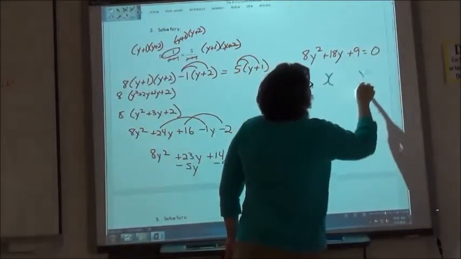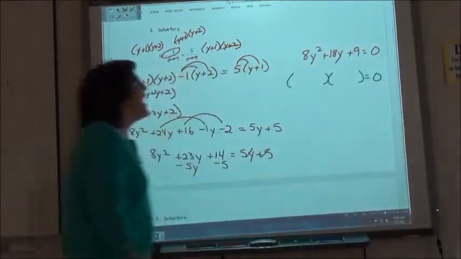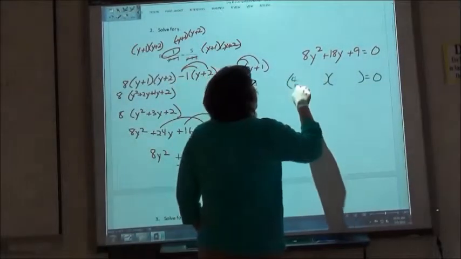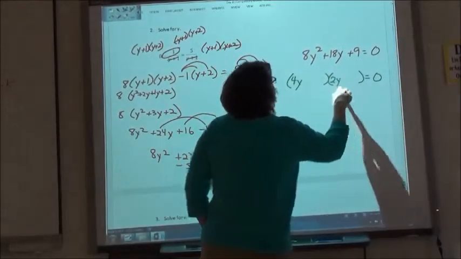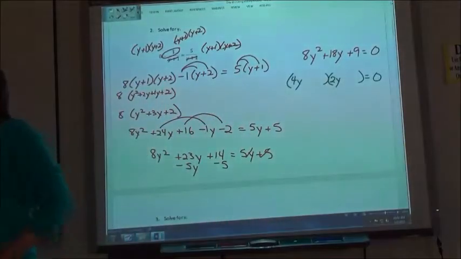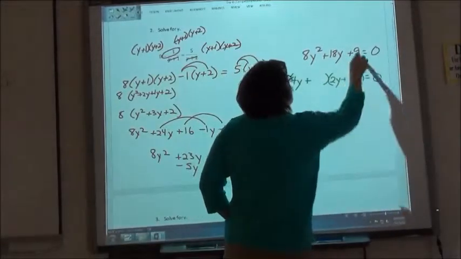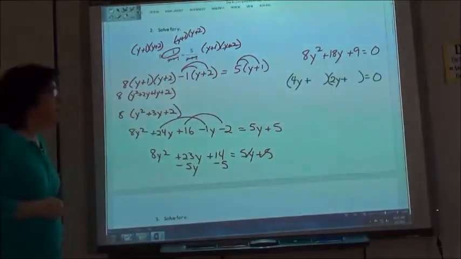Two sets of parentheses. 8y squared. What times what would give you 8y? 4y and 2y, right? 4y and 2y. My signs, both pluses. Factors of 9: 3 and 3.